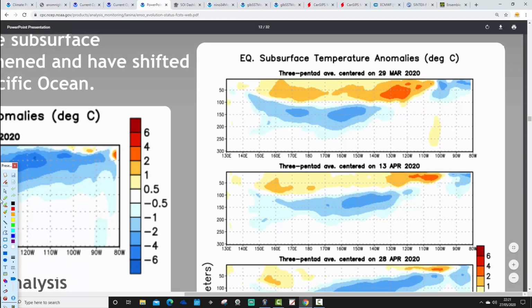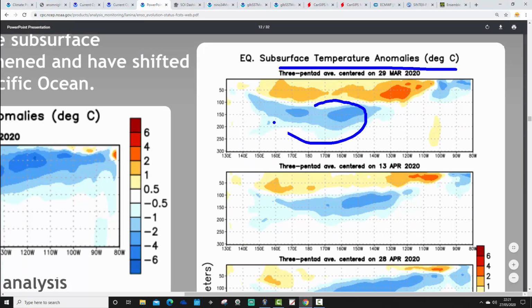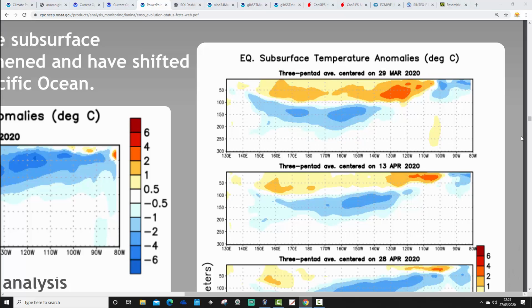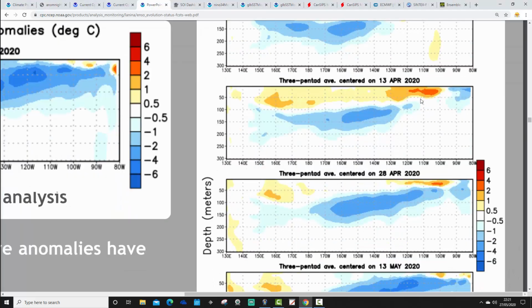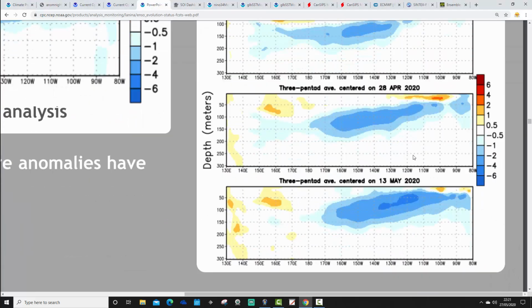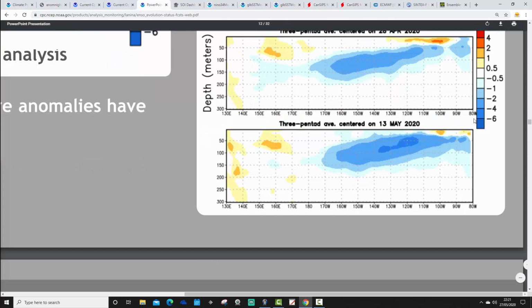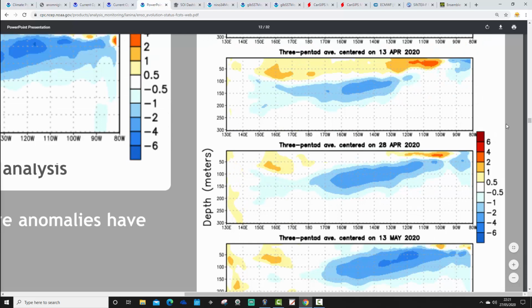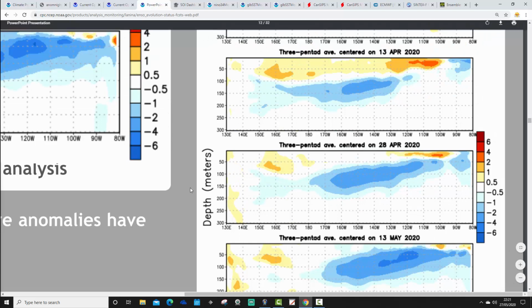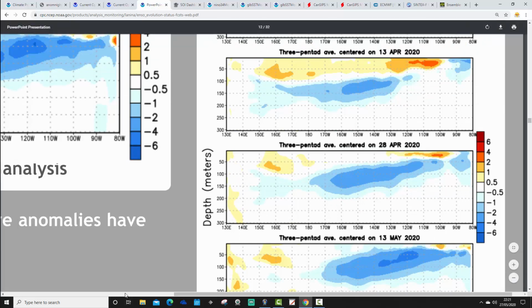This is how things have changed over the past few weeks. This is back from the week up to the 29th of March, just here. Look how much smaller that colder than average subsurface temperature anomaly area is, and how much warmer it is up towards the surface. That's the 13th of April just there. That's the 28th of April. That's the 13th of May. You can see week by week we lose the warmer than average temperature anomalies, and we strengthen and deepen the colder than average subsurface temperature anomalies.